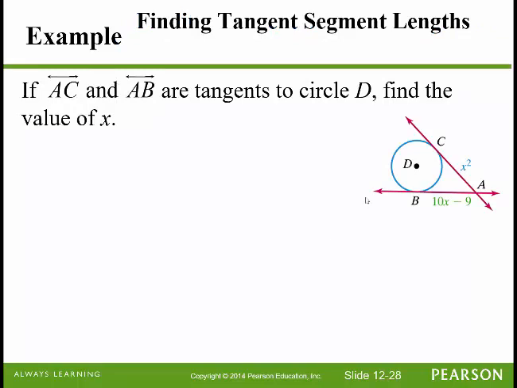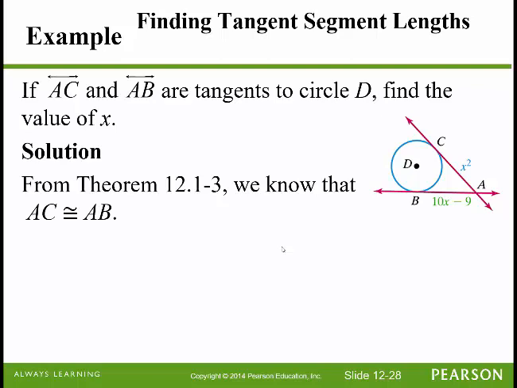All right, so let's do an example. If AC and AB are tangent to circle D, I want to find the value of x here. Remember, if this segment is tangent to the circle and this one is tangent to the circle, and they meet out here, then because they share a common endpoint, AC is equal to AB. So x squared is equal to 10x minus 9.